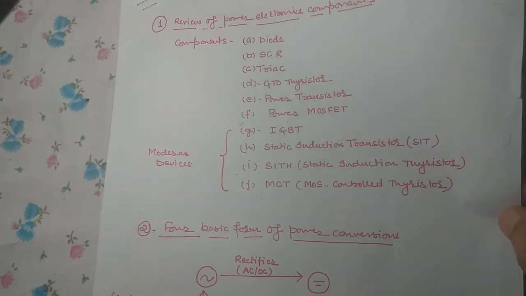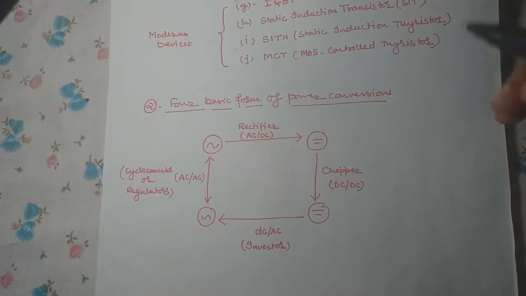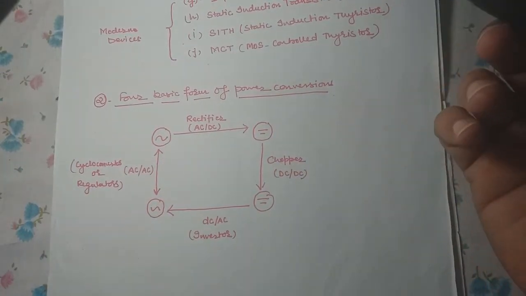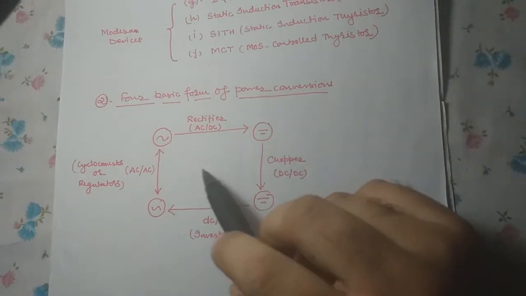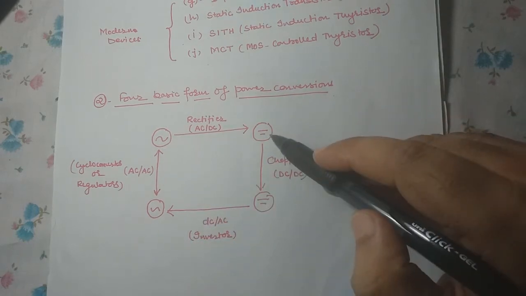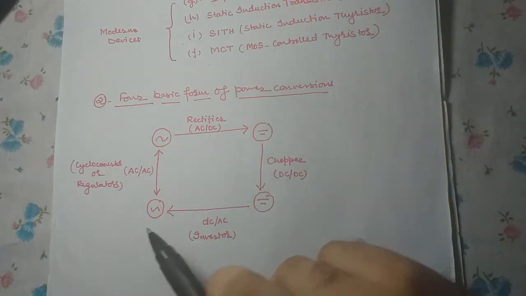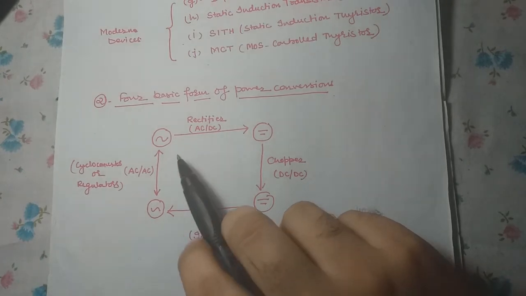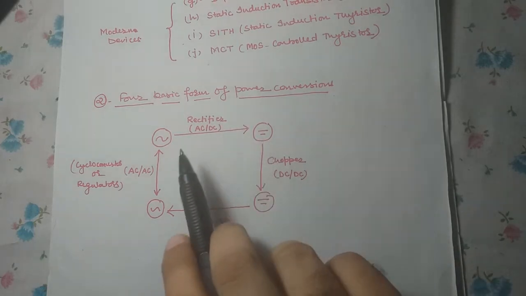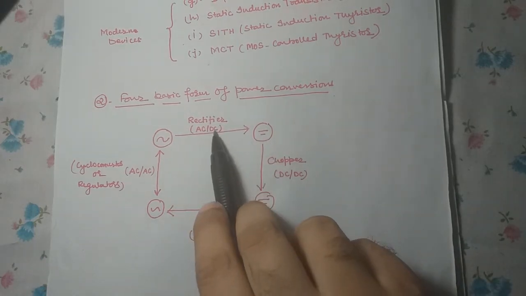Basically there are four types of converters which are being used in our HVDC transmission system. From the diagram here we can see, this is AC, this is DC, this is again DC, and this is AC. If we are converting an AC supply into DC supply, then there is a need of rectifiers. Those converters will be called rectifiers.